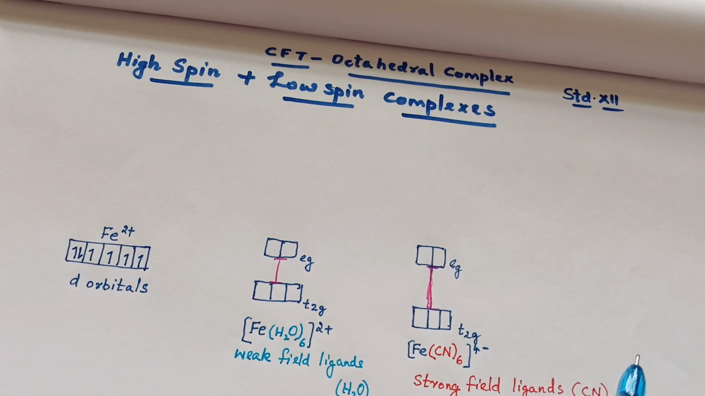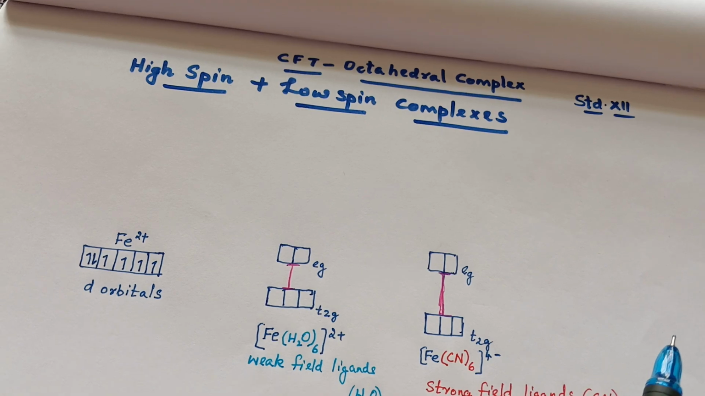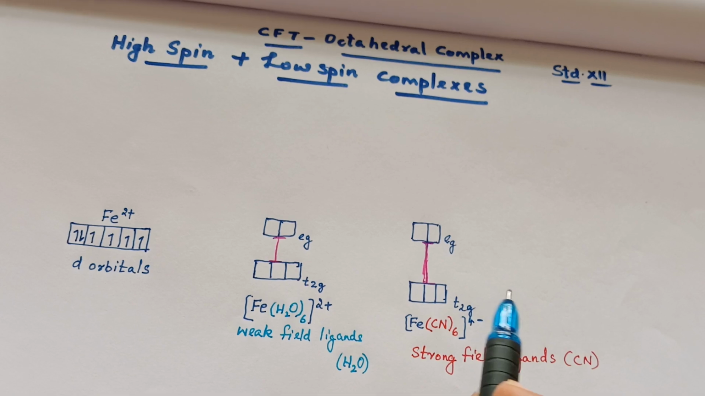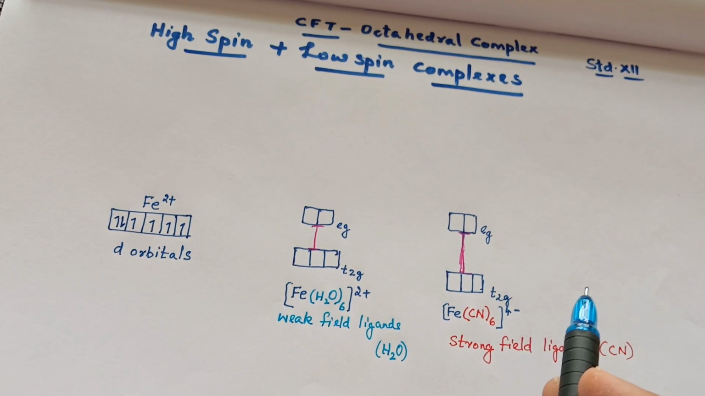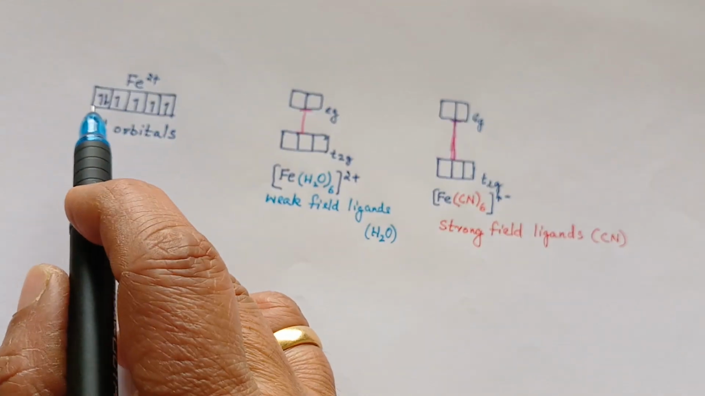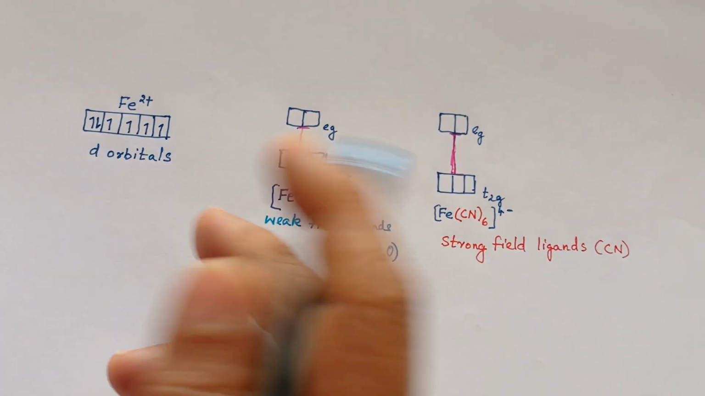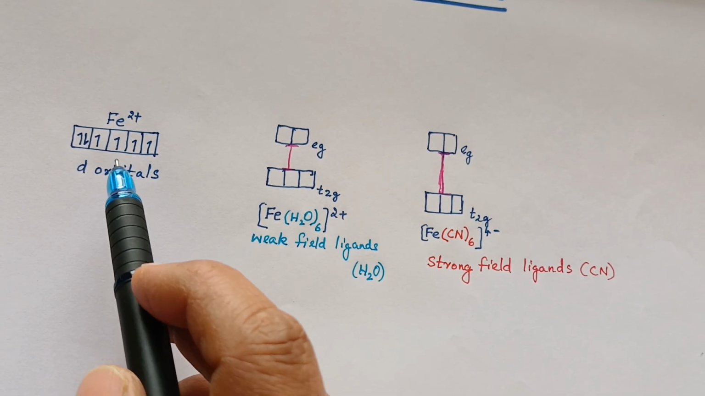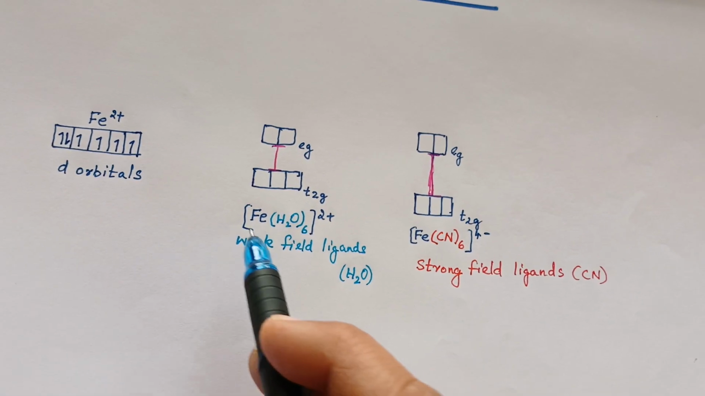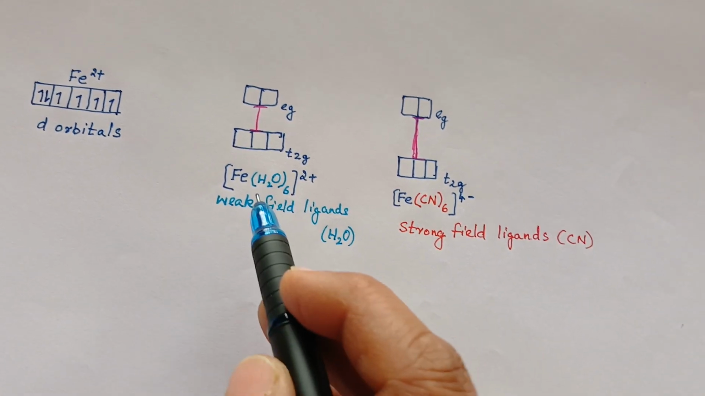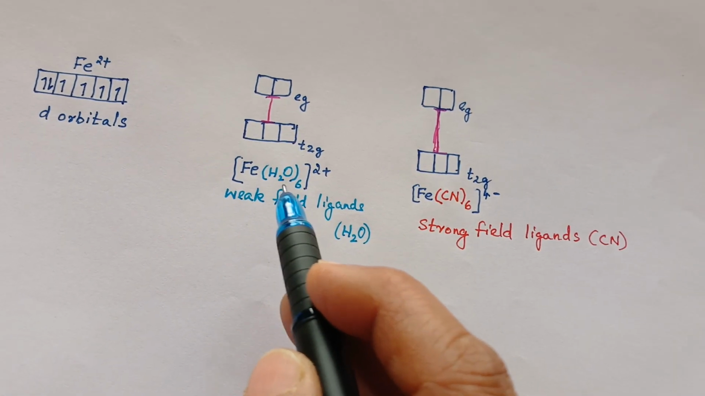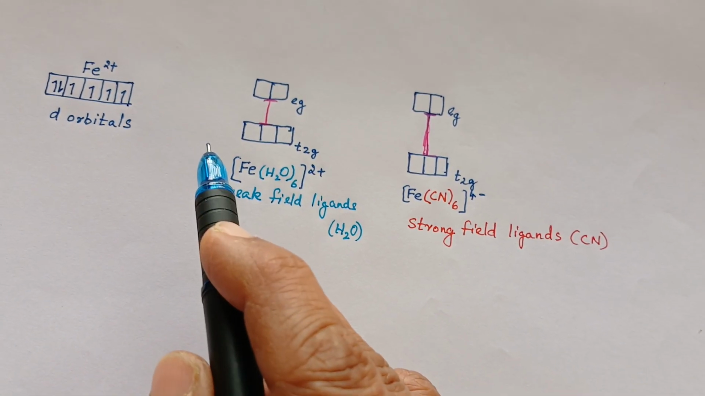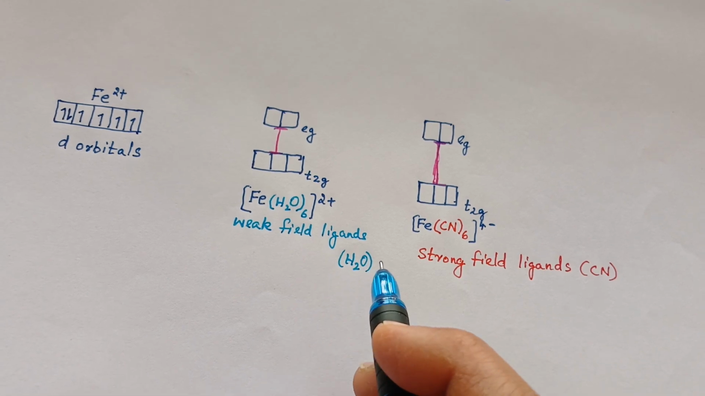Crystal field splitting of an octahedral complex. Let us see how high spin and low spin complexes are formed. These are the 5 d orbitals of Fe2+. Now when Fe2+ is approached by weak field ligands like water, H2O, 6 water molecules, the water ligands are coming, and they are supposed to be weak field ligands.